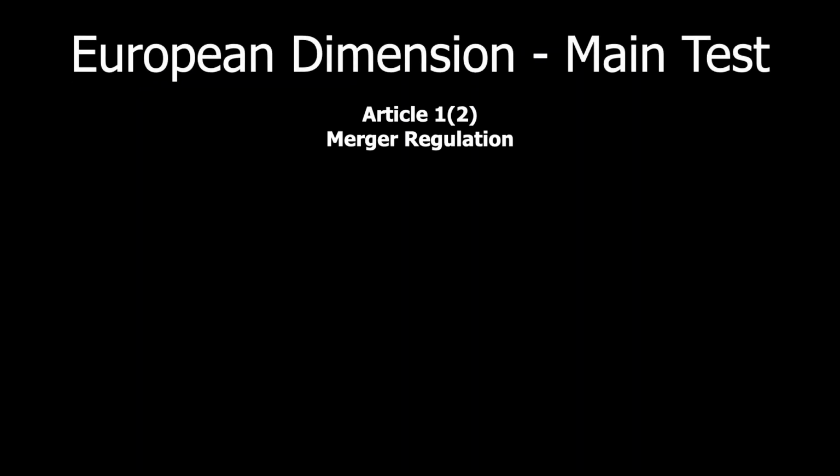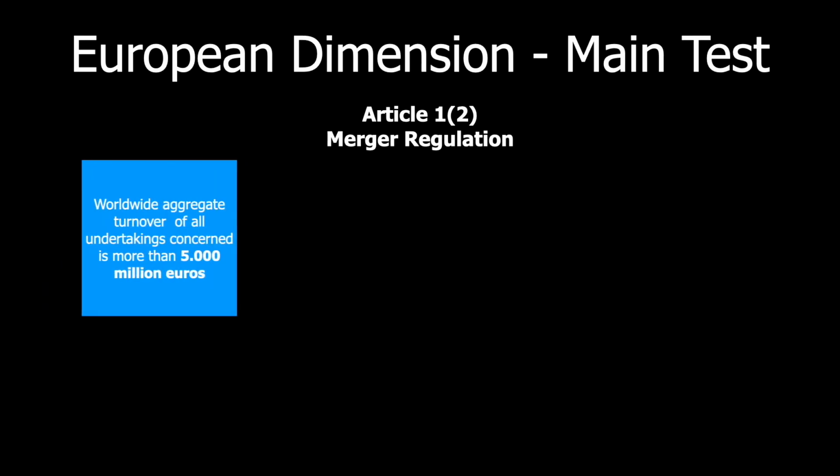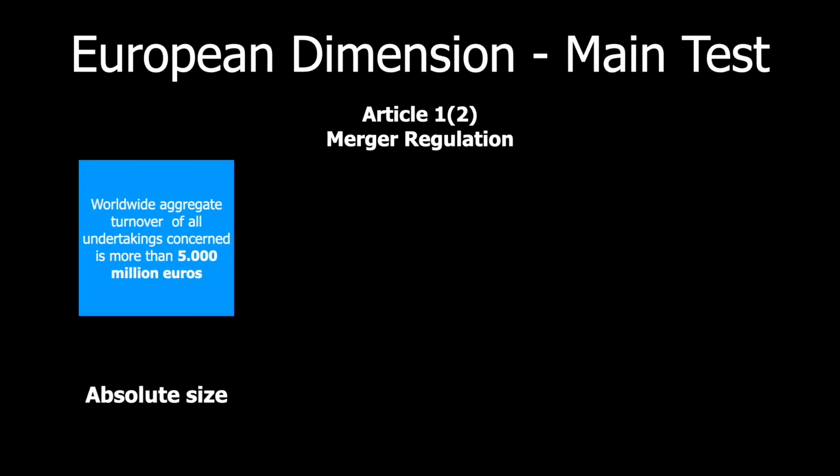Now, let's look at the main test for what is a concentration with European dimension. First, we have a measure of the absolute size of the transaction. So, the transaction must involve a worldwide aggregate turnover by all undertakings concerned of more than 5,000 million euros.